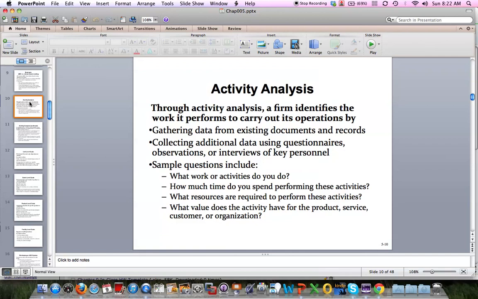Sample questions include what work activities do you do? How much time do you spend? What resources are required to perform them? What value does the activity have for the product, service, customer, or organization? Okay, so those are all the things we need to be thinking about here, those activities. So obviously it makes complete sense to go and interview the people who are doing things and understand what they do and what value is achieved by doing their activity or their processes.